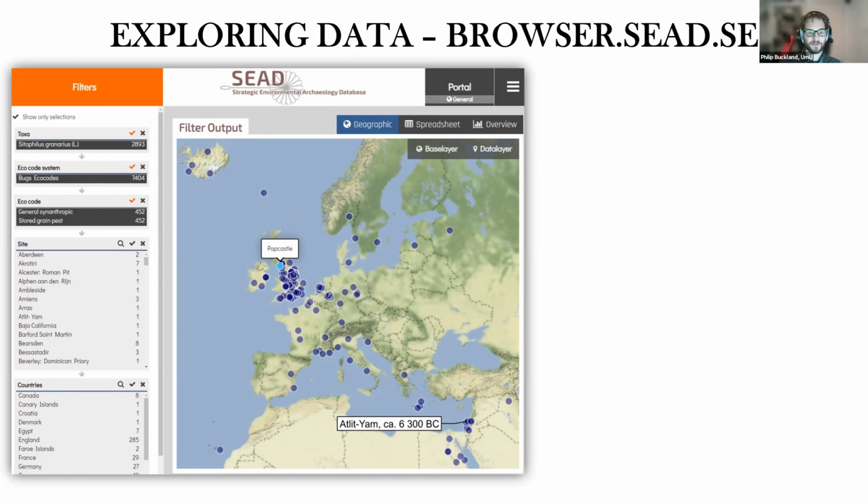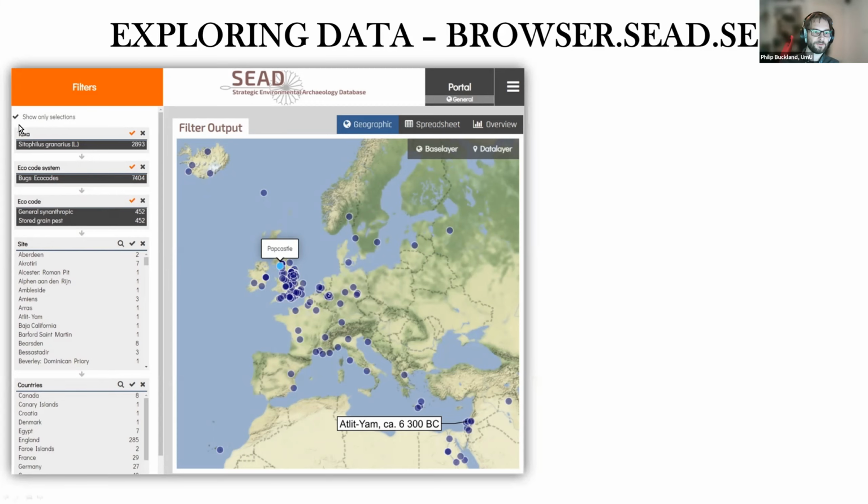It's what we call a faceted browser. So the smallest divisible element in the database is the analysis of one thing from one sample at one place and at one point in time. And that allows you a very, very detailed granularity.